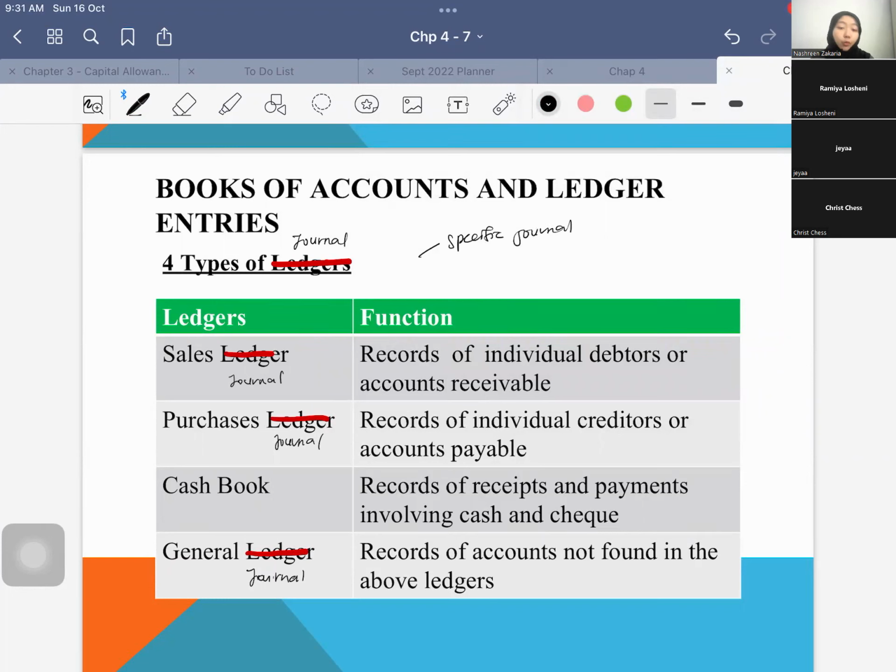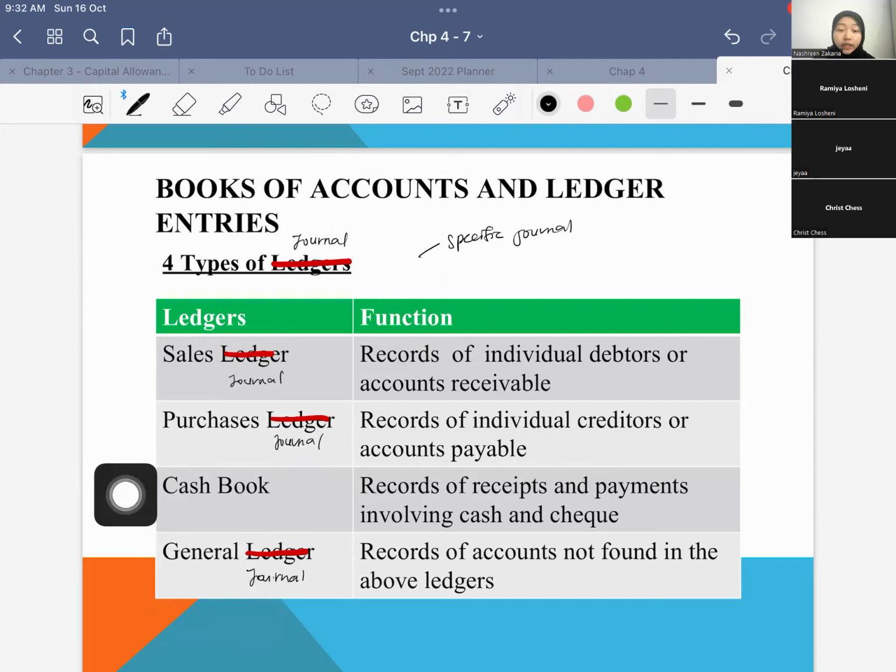Someone asked me about assignment 1, whether you want me to open up specific journal or journal. I'm not sure, forgot already who asked me. Okay, for assignment 1, the question did not mention you to open up a specific journal. Okay, if they ask you to prepare specific journal, then you have to allocate all the transactions accordingly, according to these 4 journals. Sales, we have sales journal, we have purchase journal. Okay, yes. We have cash book, we have general journal.